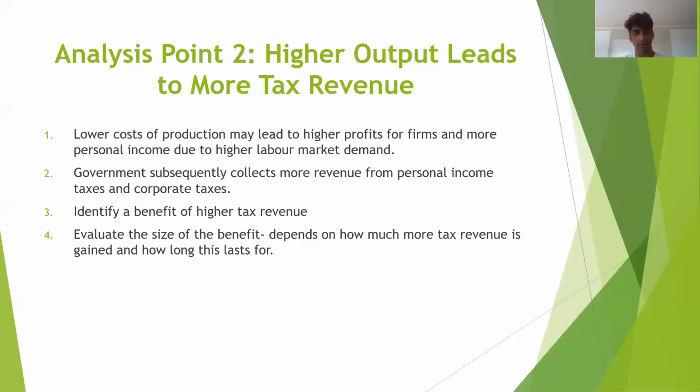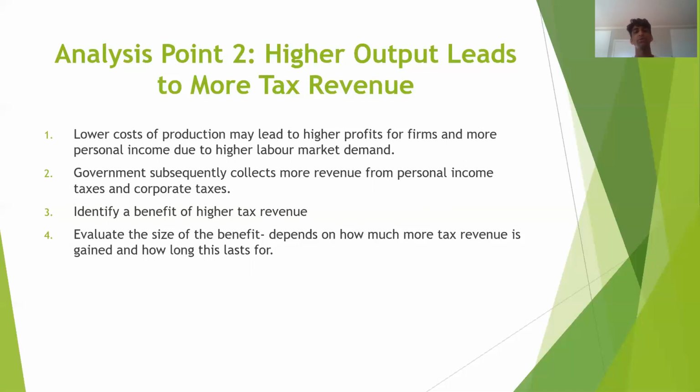So we'll start off with the fact that if firms benefit from lower costs of production, that means they can produce more output, as we said earlier. And if they can produce more output and presumably sell more output, they will be able to make higher profits. And also keep in mind what we said before about how if there's higher labor market demand, wages are going to be bid up. And because the government taxes corporate profits and it taxes our personal incomes, we can say that as a result, that is how the government is going to be able to collect more revenue.